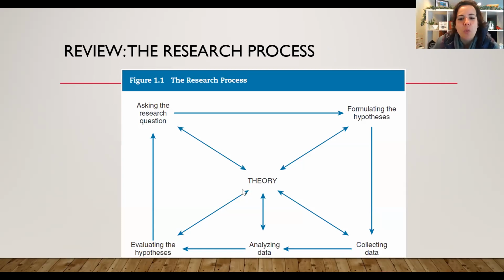So once you have your data and you've analyzed it, you go back to seeing how it fits within the hypothesis you'd created, and then that informs your theory again and will inform your next research question. So that's huge.